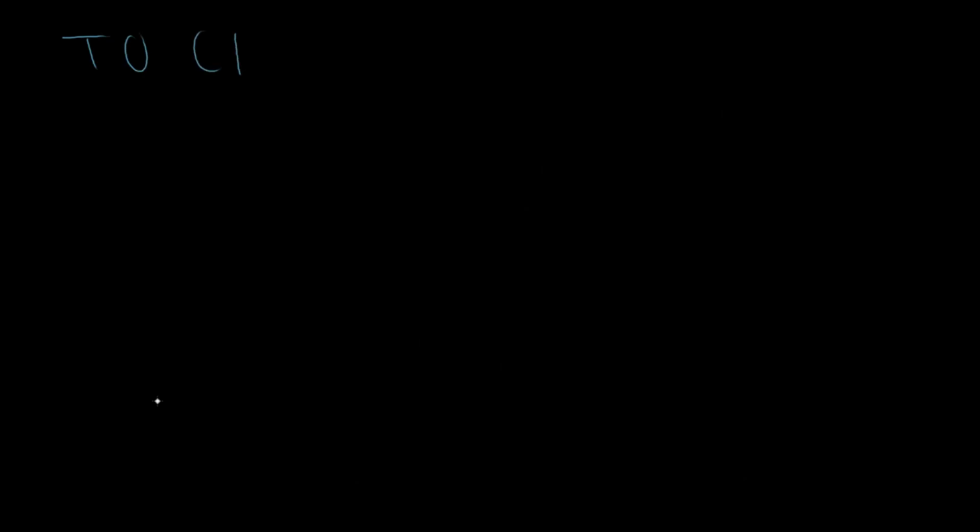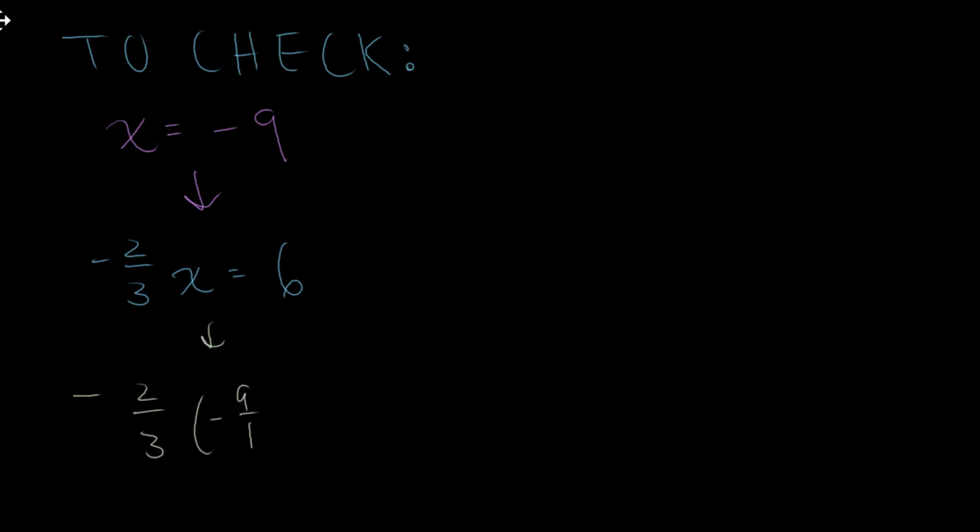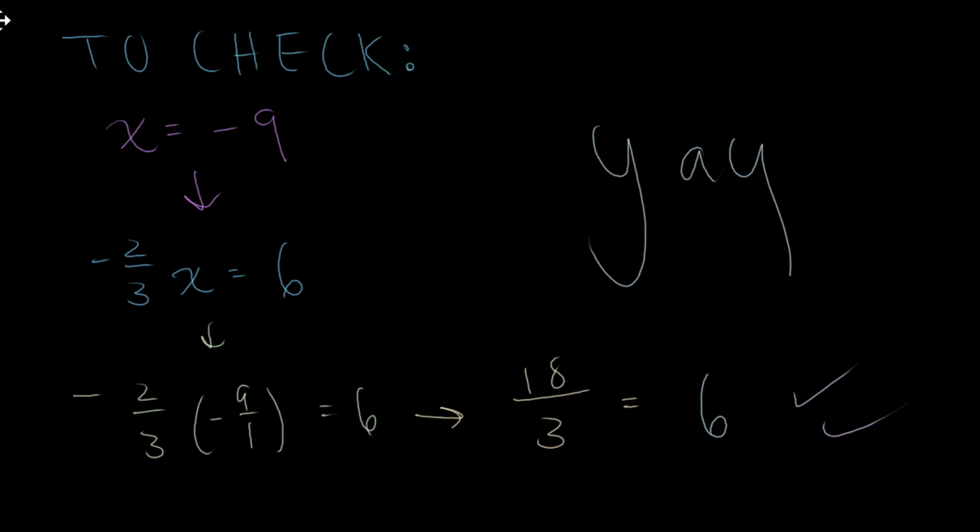In order to check this answer, once more we plug in x equals -9 into the original equation and check to see whether it is a true statement. -2/3 times -9 equals 18/3. Also, remember that since these two numbers have the same sign, the answer is positive. 18/3 simplified is 6. This is a true statement, meaning our answer is correct.